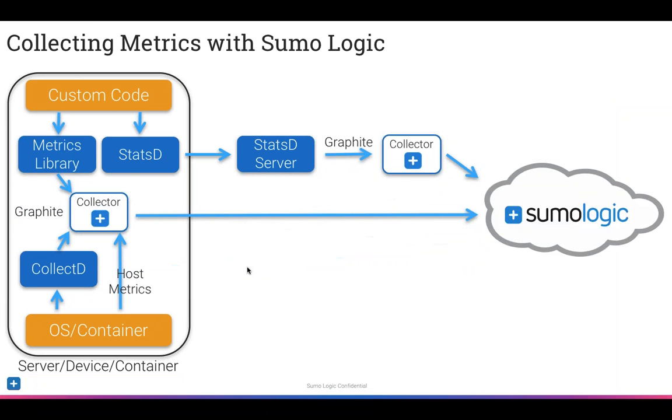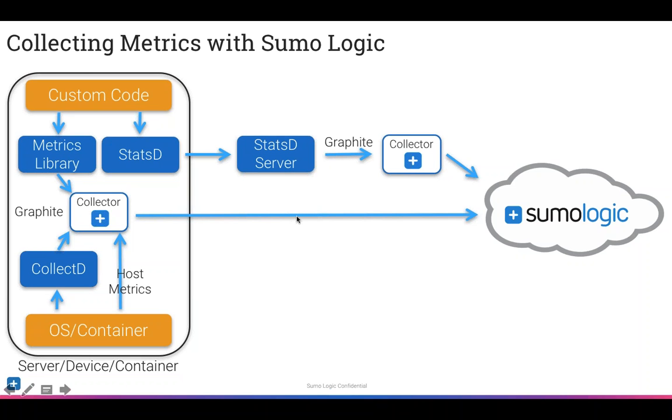Now, here's how the landscape would look once you start sending Graphite compatible metrics into Sumo. Collectd, Dropwizard, metrics libraries here. These can all be sending data straight to an installed collector. So this is a Sumo Logic collector that can forward that data over to Sumo Logic.